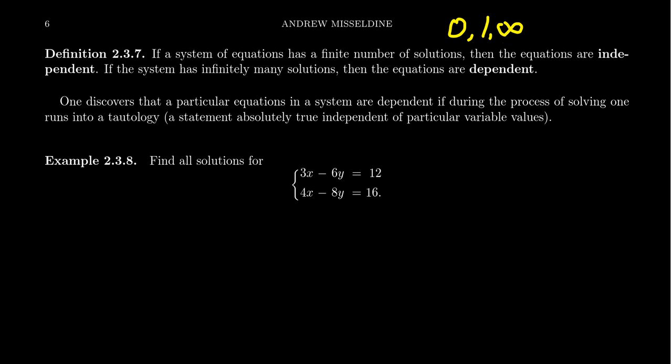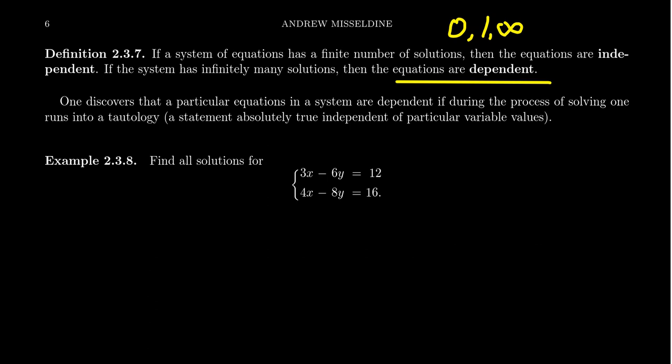Now, a little bit of terminology again here. If a system of equations has a finite number of solutions, then the equations are going to have to be independent. Now, for a linear system, that would be because there's a unique solution in there. Likewise, if the system has infinitely many solutions, that would make the equations dependent, okay?